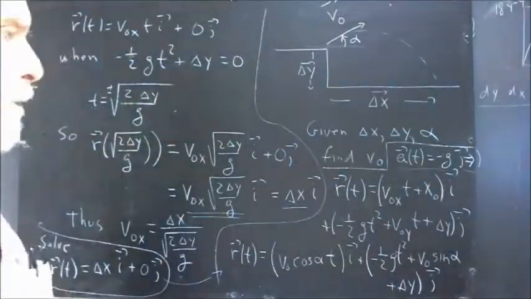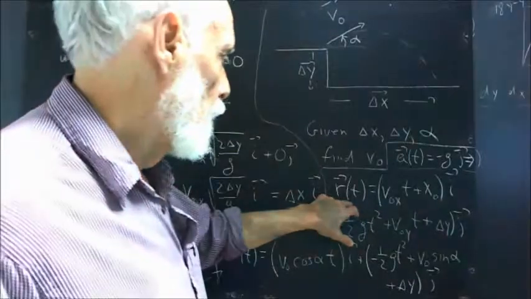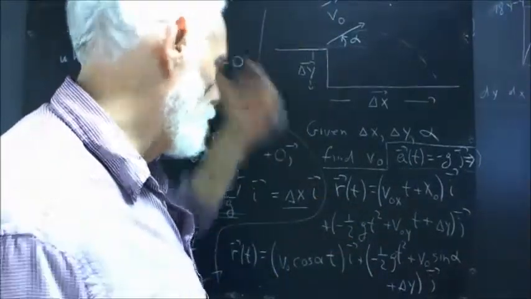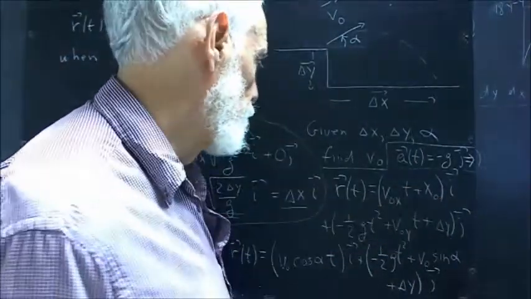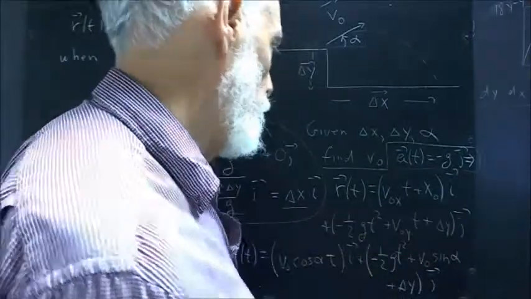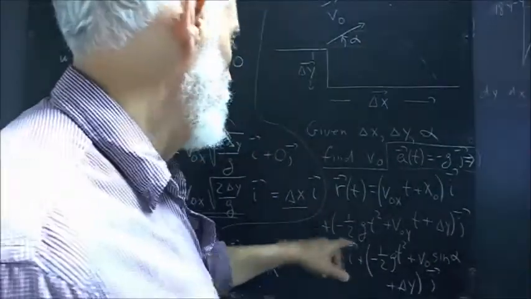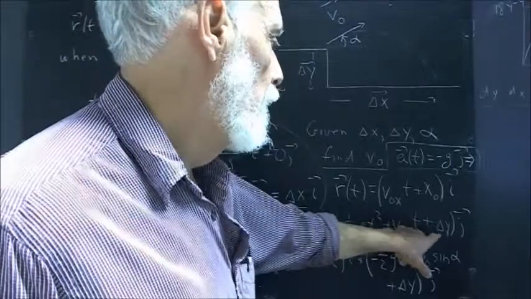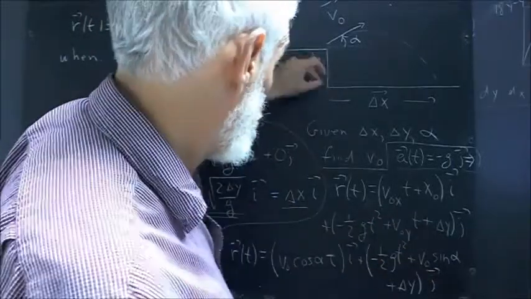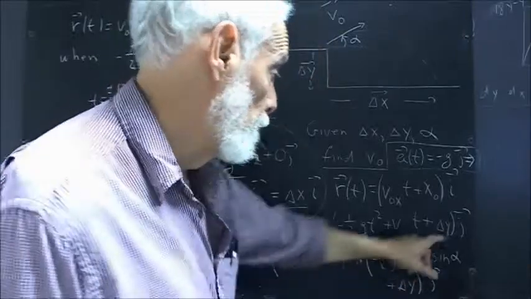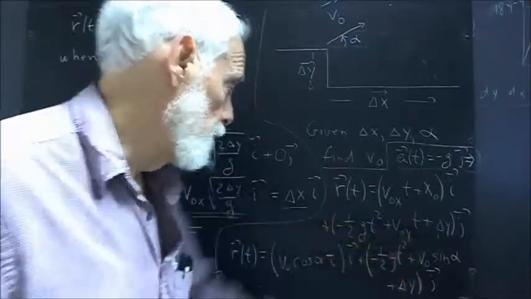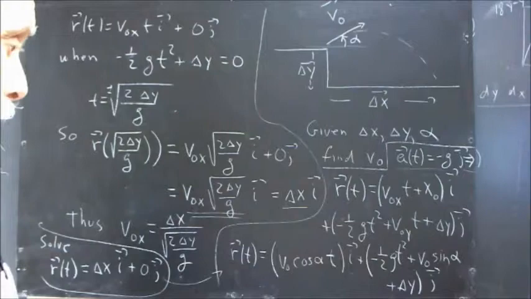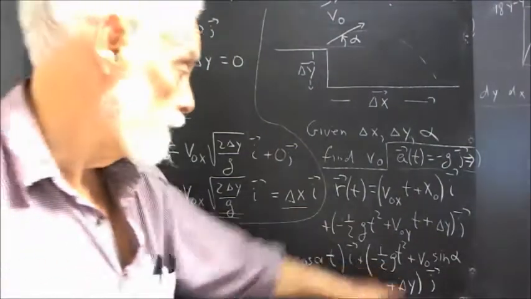So, your R of t function is, as always, V0 t i plus x naught, and I've put the x naught in here this time, and negative 1/2 g t squared plus V0y t, and that should actually be y naught, but we know that in this case y naught is delta y, so I've just kind of jumped the gun and substituted that. And that gives us this R of t function.